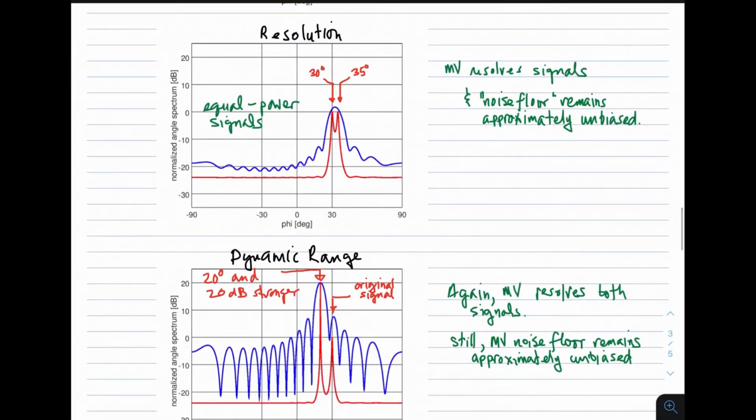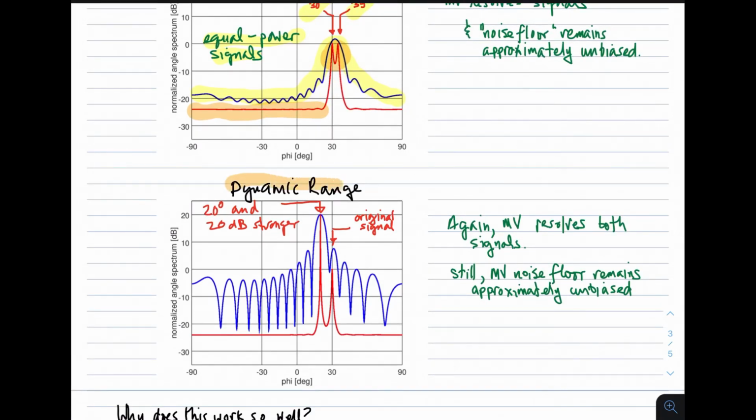If we consider the resolution challenged scenario from the previous set of examples, that is where we had signals incident from both 30 as well as 35 degrees, and in this case are equal power. Once again, the blue curve is Bartlett processing, and we had that problem that Bartlett processing just kind of smeared out the result and did not resolve the signal into two different peaks. In contrast, MV processing still retains this low, flat noise floor and clearly resolves both peaks. In fact, it resolves them and correctly identifies them as being equal power.